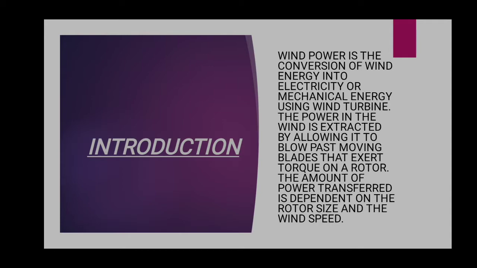Let's see the introduction. Wind power is the conversion of wind energy into electricity or mechanical energy using a wind turbine. The power in the wind is extracted by allowing it to blow past moving blades that exert torque on a rotor. The amount of power transferred is dependent on the rotor size and the wind speed.